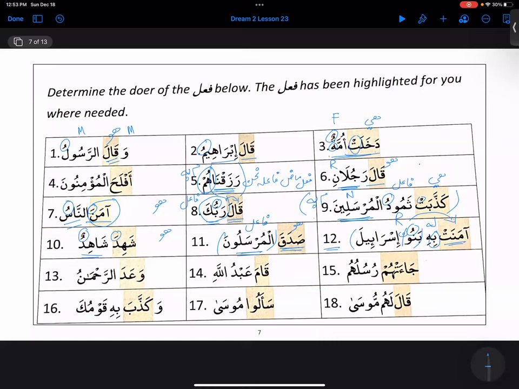And why is Amanat used over here? I'm thinking maybe because of a nation. Not sure.